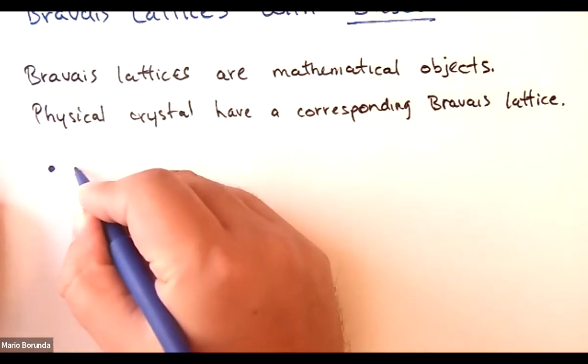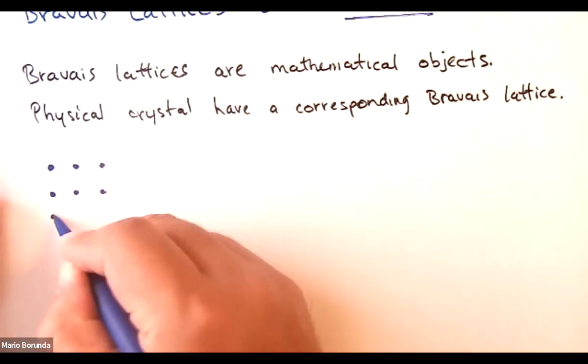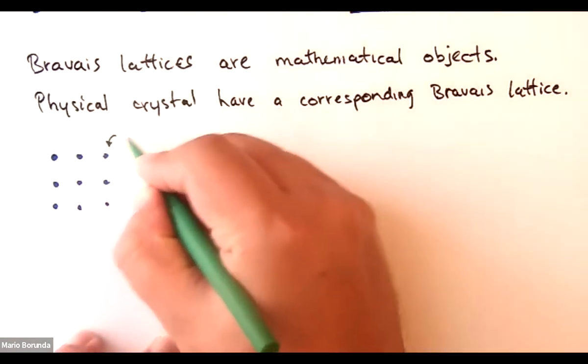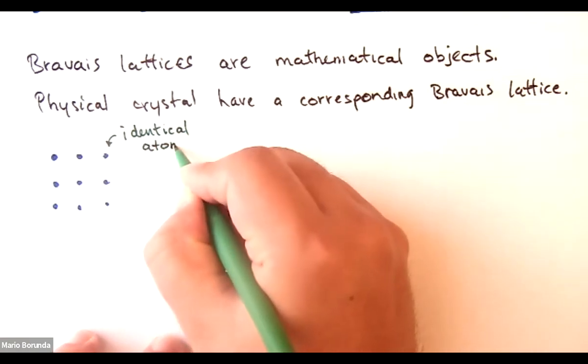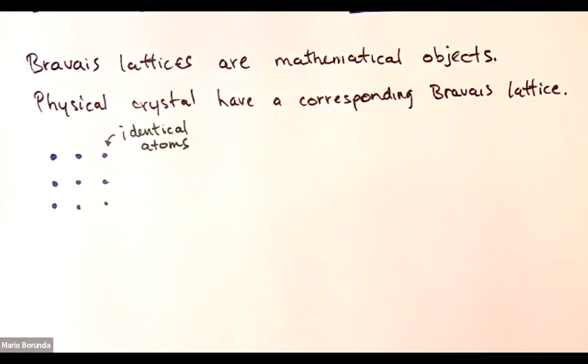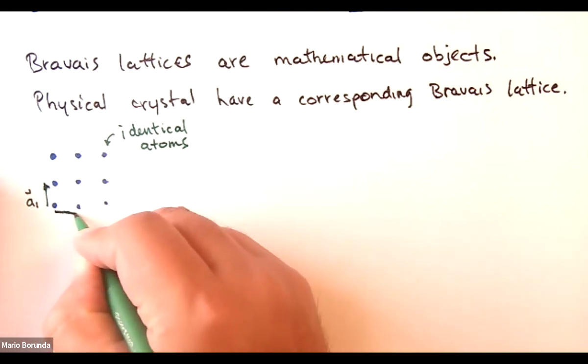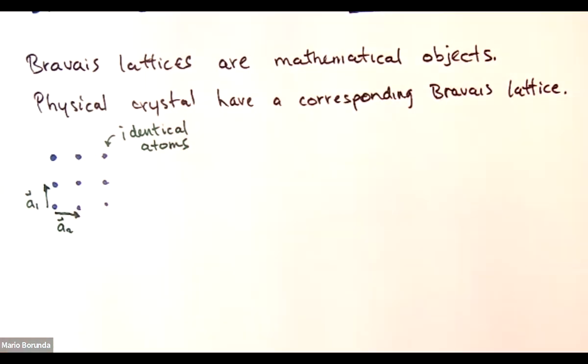So for instance, if I have something like this, where all of the blue dots are identical atoms, we already can tell what the crystal for this system is, right? If it's two dimensional, it's just a square lattice, right? So we know that if they're identical atoms. In fact, let me give you, so here, this is A1, and this one right here is A2. So these are identical atoms.